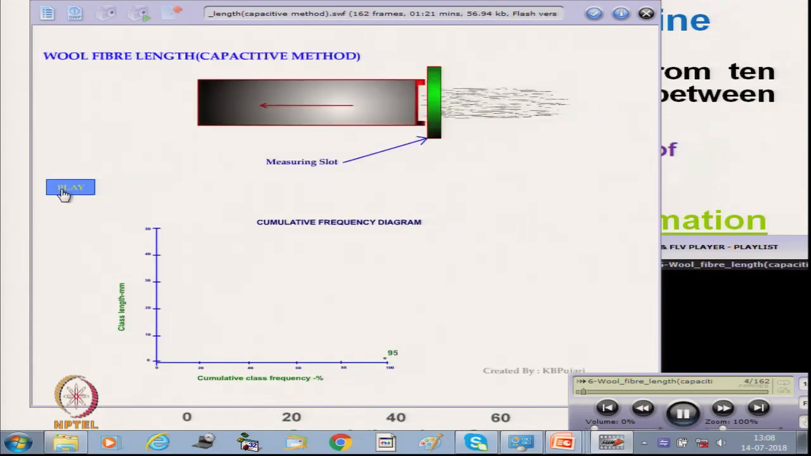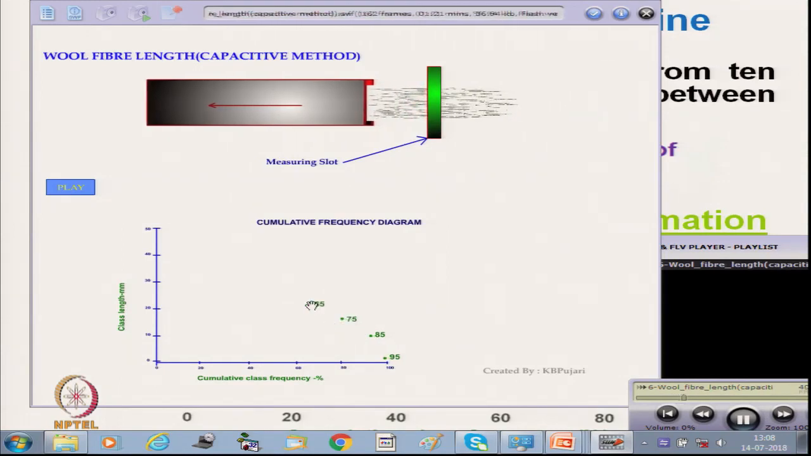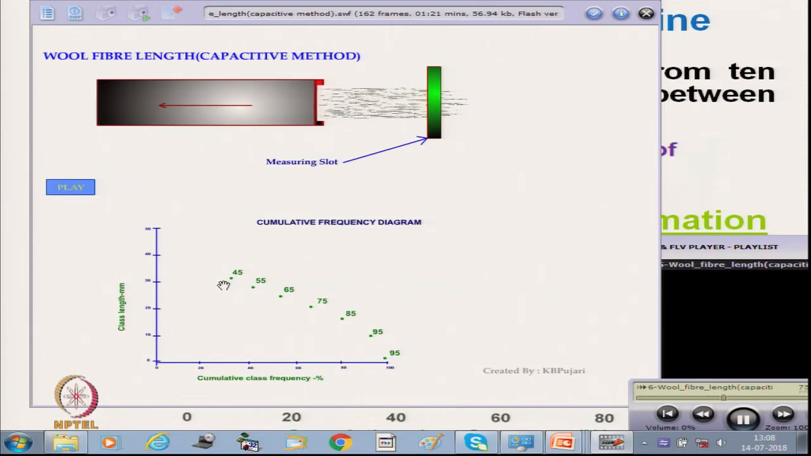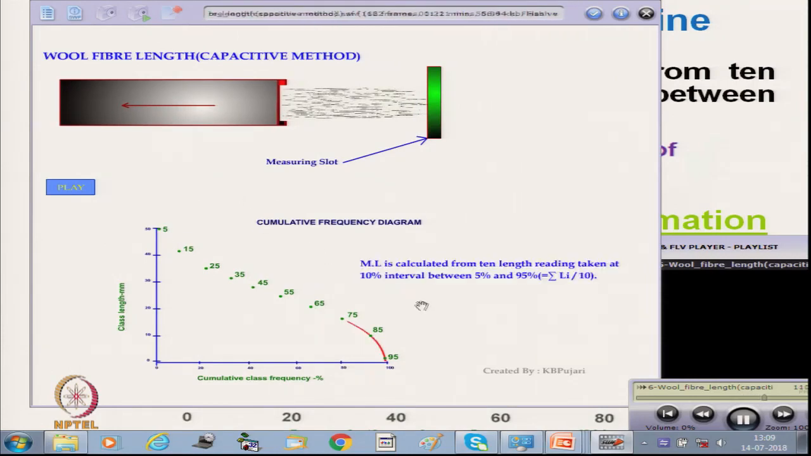Now try to see, it is being drawn through the slot. 95, 85, 75, 65, 55, 45%. So, this is drawn, and the mean length is calculated in the way as has been explained. This is the way we get the plot, that is the cumulative frequency diagram.